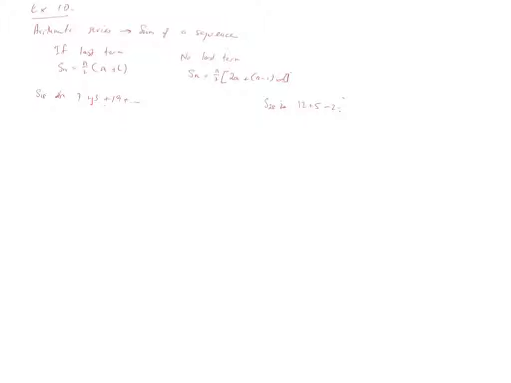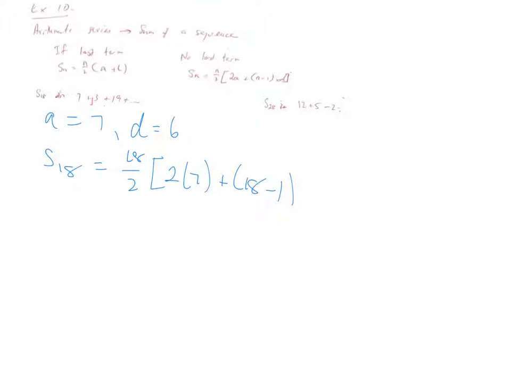So in that sequence, our first value, a, is 7. Our common difference is 6. And we are after S18. So S18 equals 18 over 2, square bracket, 2 times 7, plus, I'm going to run out of room here, 18 minus 1, and multiply that by a common difference of 6.